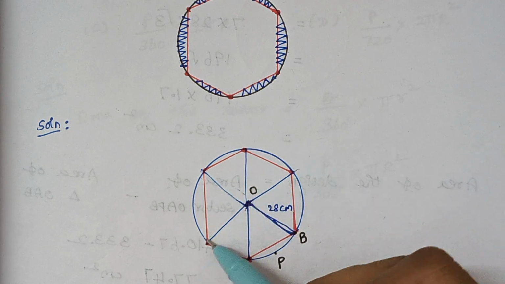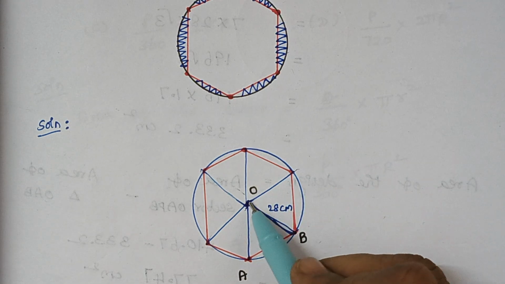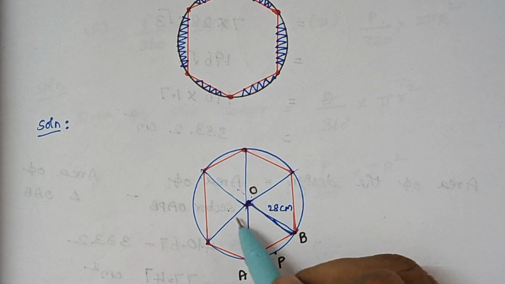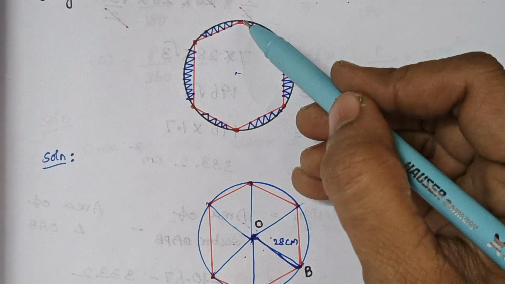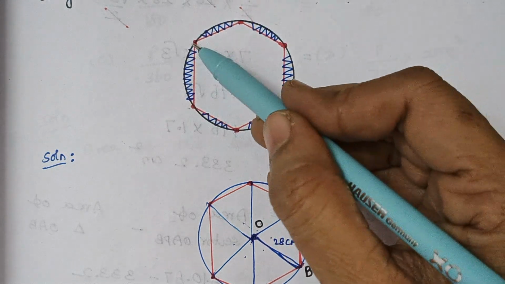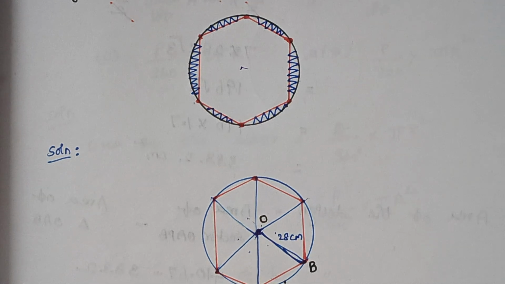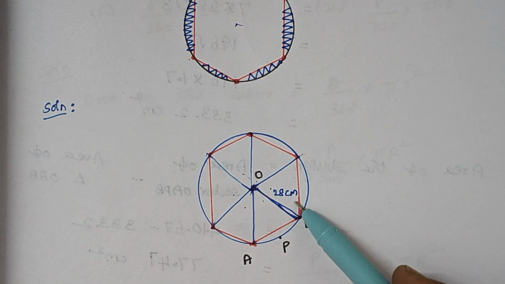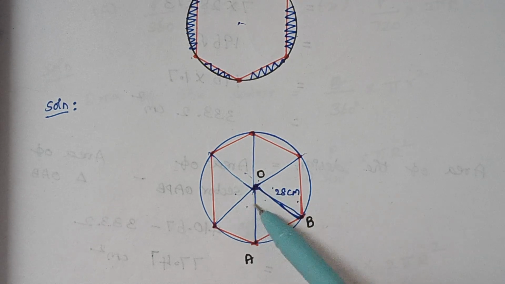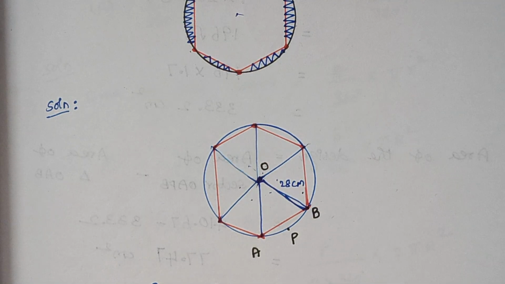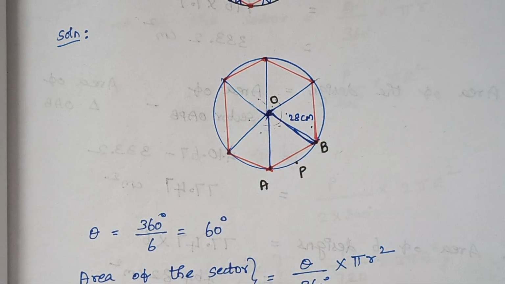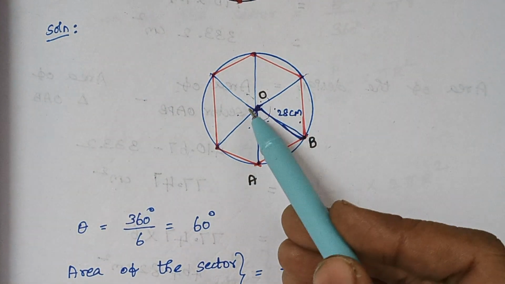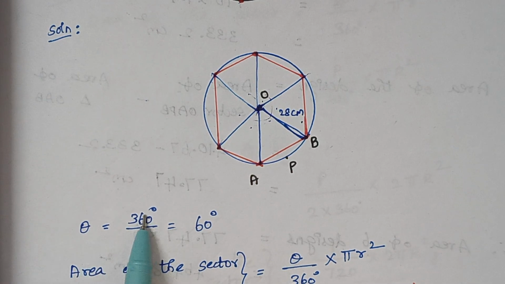So you see, totally how many divisions do we have? Let us start from this: 1, 2, 3, 4, 5, 6. Totally 6 divisions, nothing but from the center I have drawn lines to these different points. So the radius of the circle is 28 centimeters and we have totally 6 divisions. As we all know, the total angle of a circle is 360 degrees and now it is divided into 6. Therefore theta is nothing but 360 by 6, which is 60 degrees.